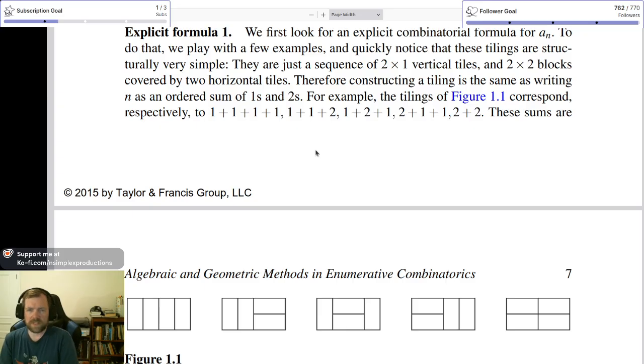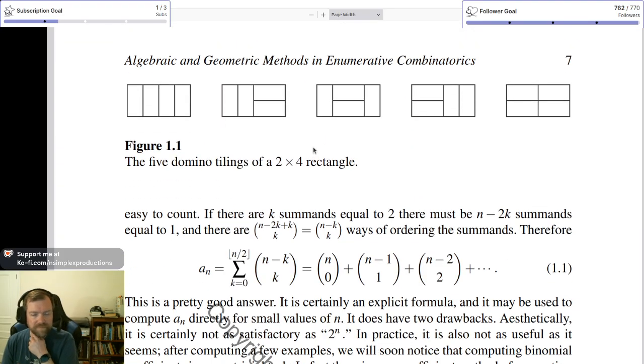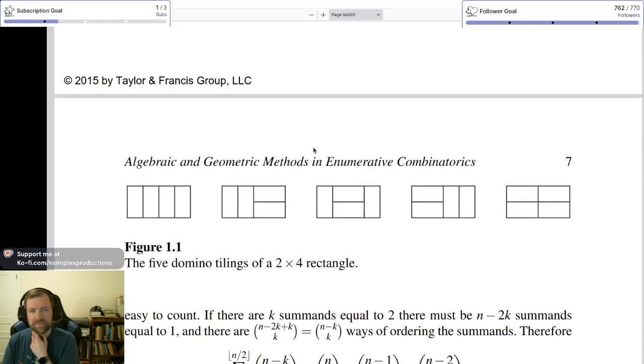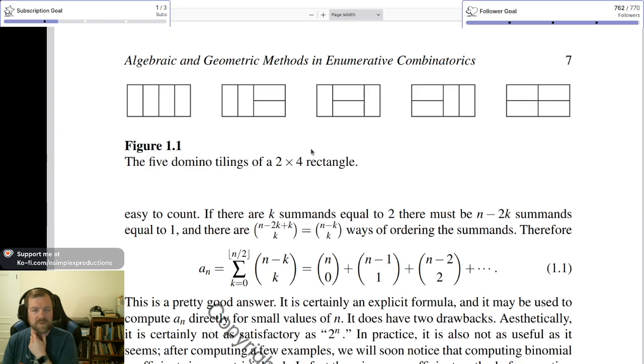For example, the tilings of figure 1.1 correspond respectively to 1 plus 1 plus 1 plus 1, 1 plus 1 plus 2, 1 plus 2 plus 1, 2 plus 1 plus 1, and 2 plus 2. 1 plus 1 plus 2 plus 1. Not 1 plus 2 plus 1 plus 1. These sums are easy to count.